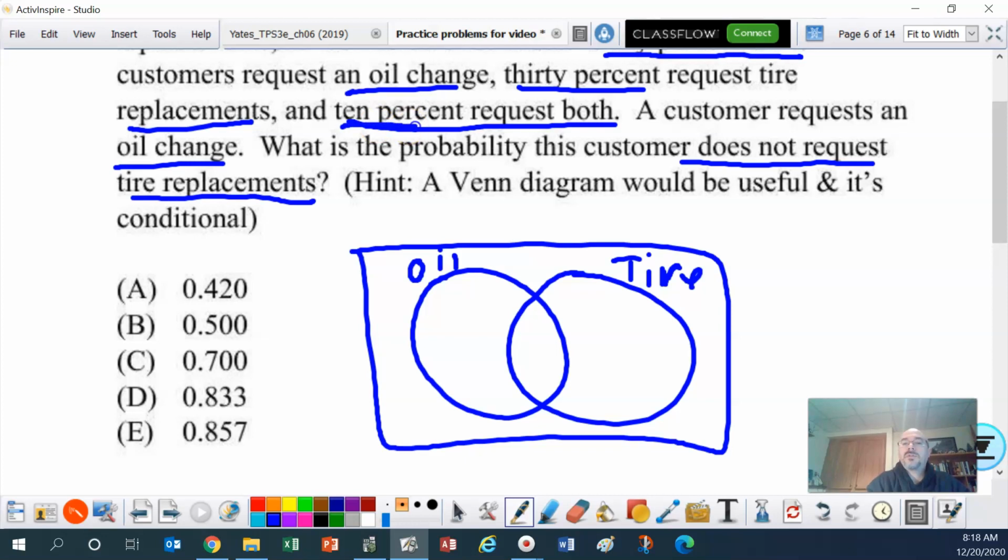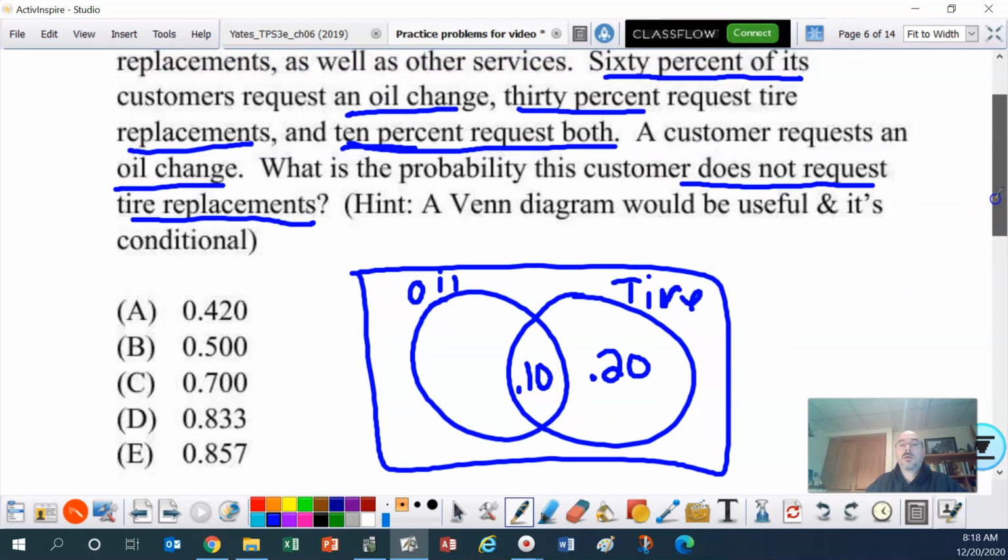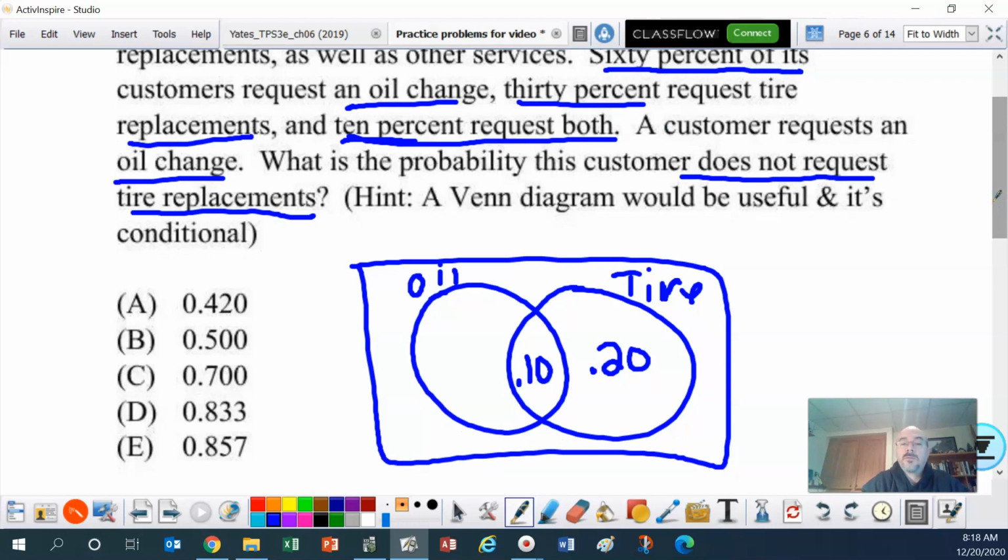Now, 10% request both. Again, I'm going to change that to a decimal. 30% require tire replacement. So what's left over? Remember, we've got to subtract 10% from 30%, so 20. And then it says 60% want an oil change. Well, take 10% from that, so what's left in there? 50. Okay, think about it. We've got to take that 10% away from those. All right, now if I add those together, ladies and gentlemen, that only adds up to 80. That means there's 20 left over for the outside.